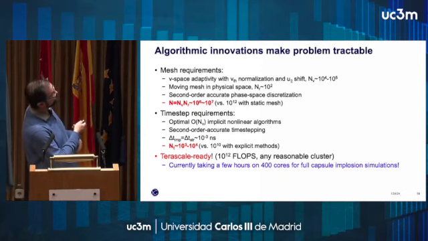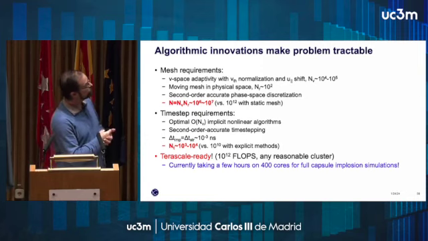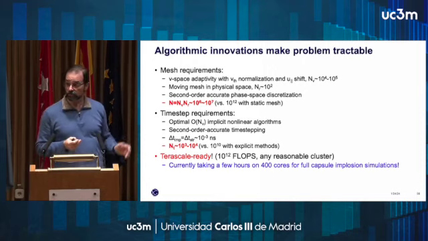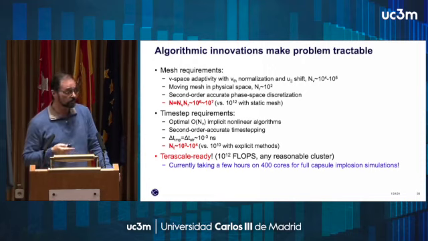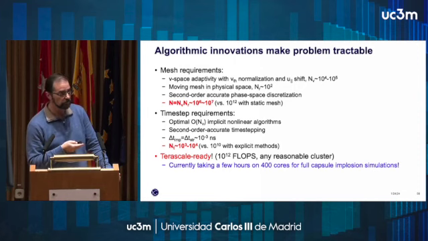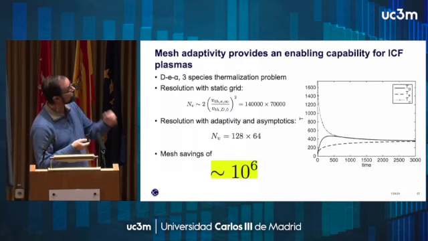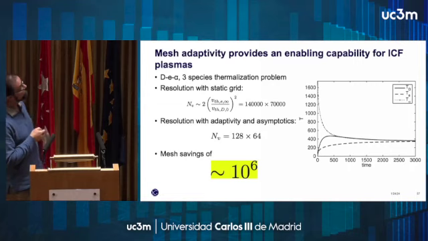And instead of 10 to the 10 time steps, you require 10 to the 3 and 10 to the 4. And these are actual numbers that we see today. And we can solve this on a reasonable cluster with a few thousand nodes. Okay. This is one example, a simple relaxation problem.